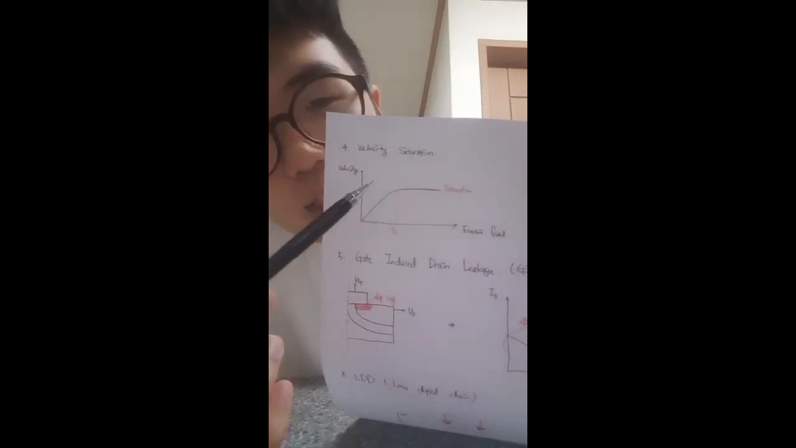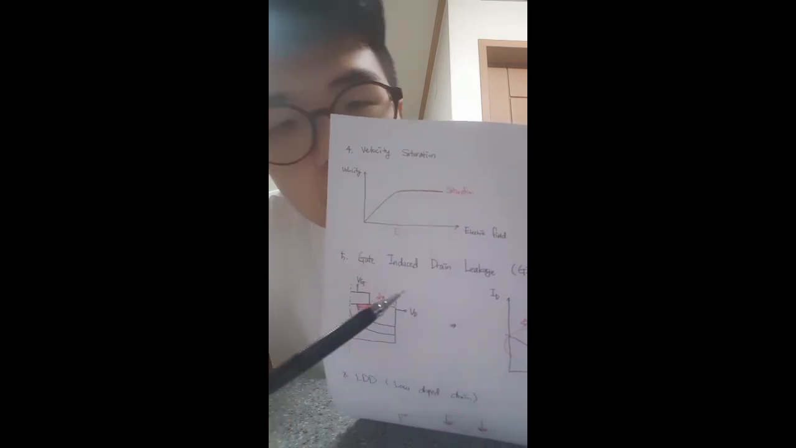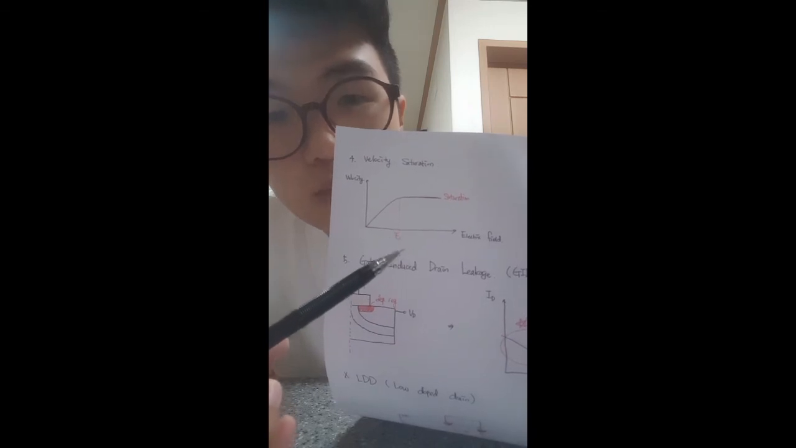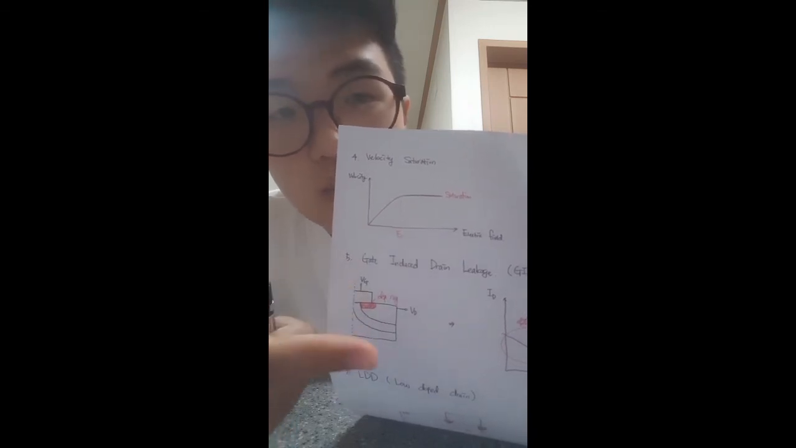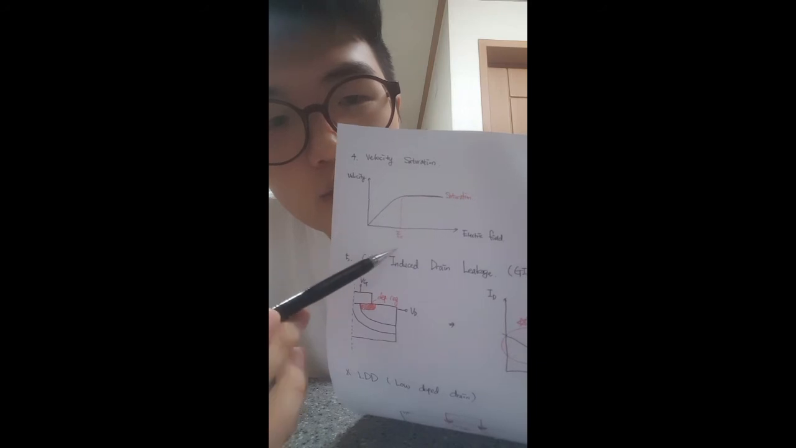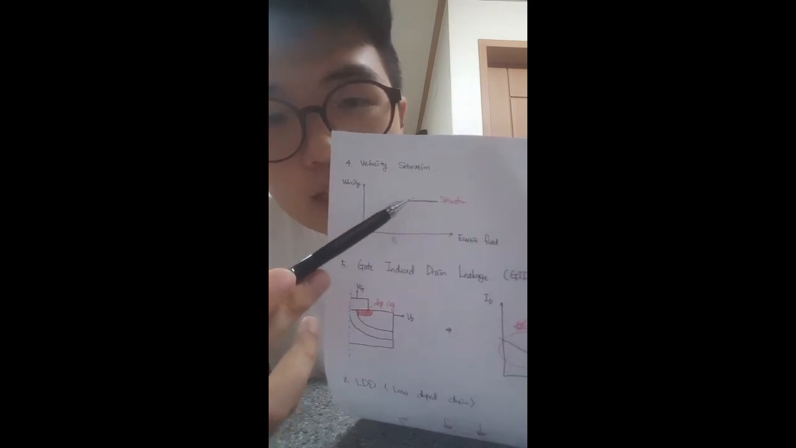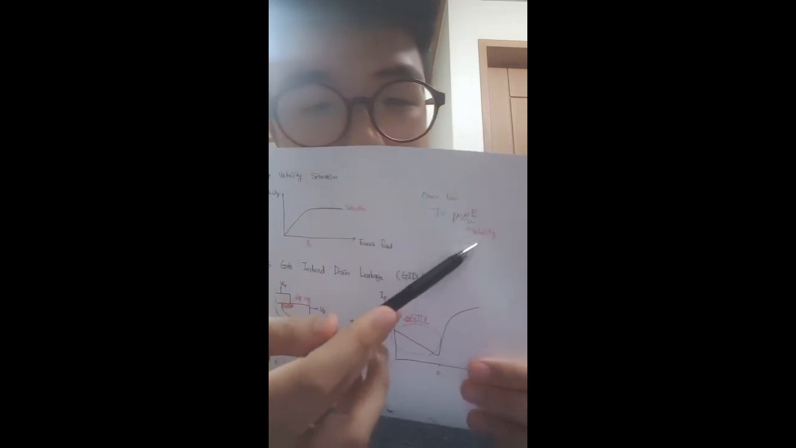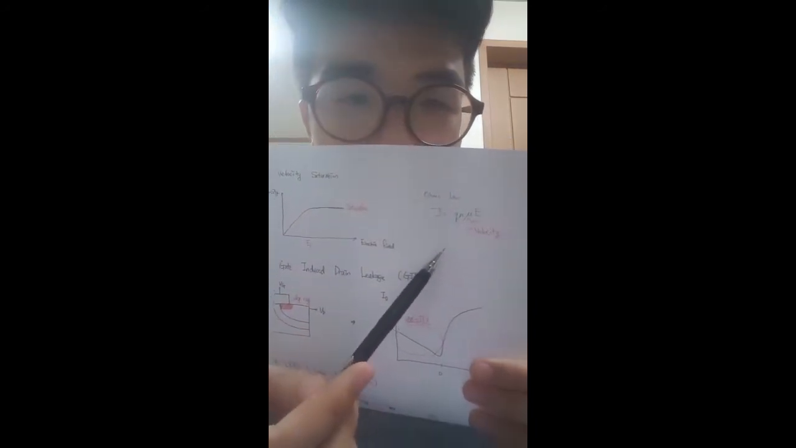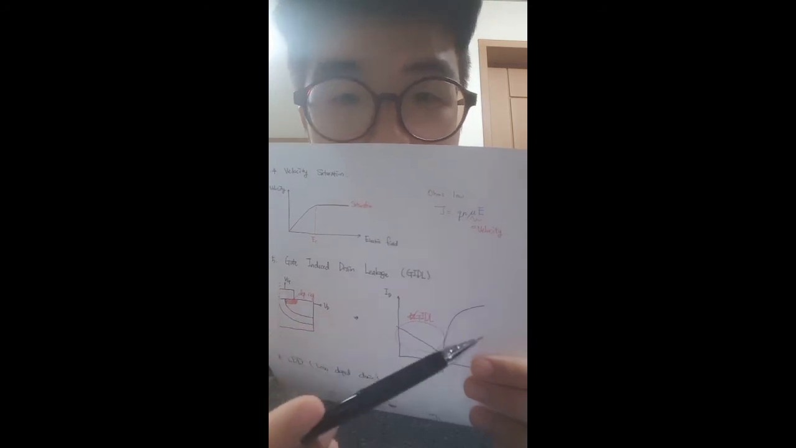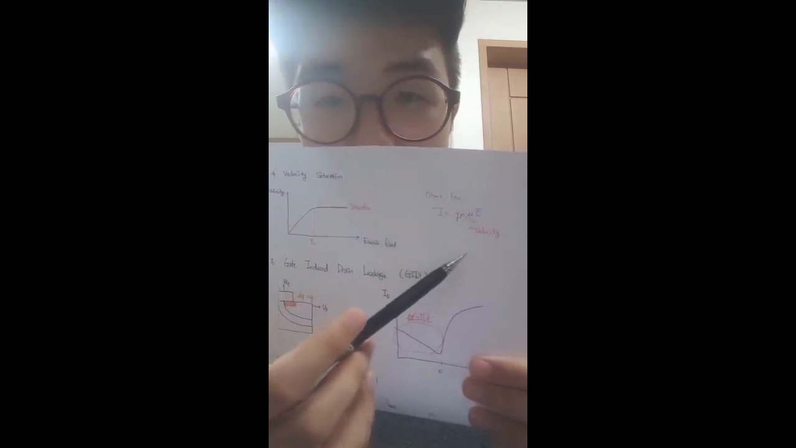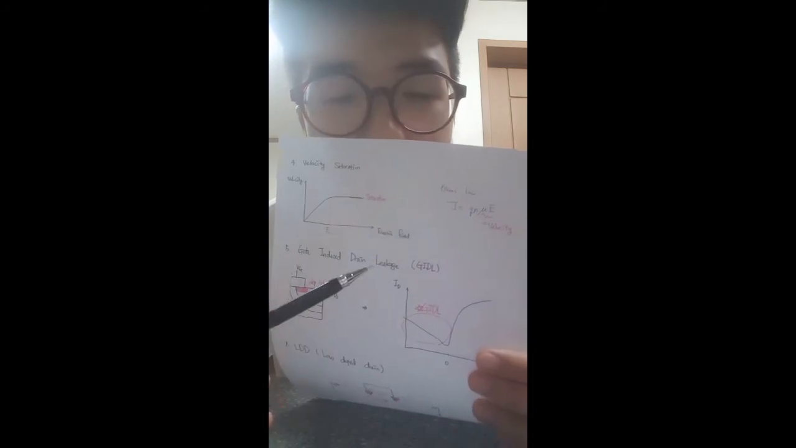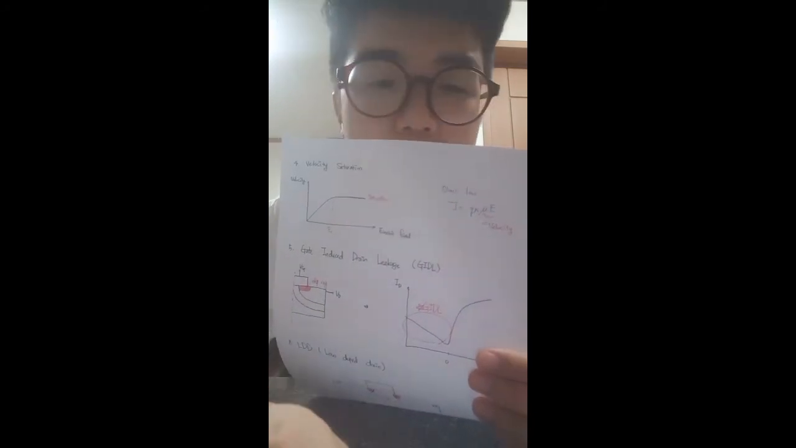The next issue is velocity saturation. When the lateral electric field between drain and source exceeds the critical electric field, the electron's velocity gets saturated. So by Ohm's law, the current will be decreased because the velocity does not increase anymore, so it makes the device slower than we thought.